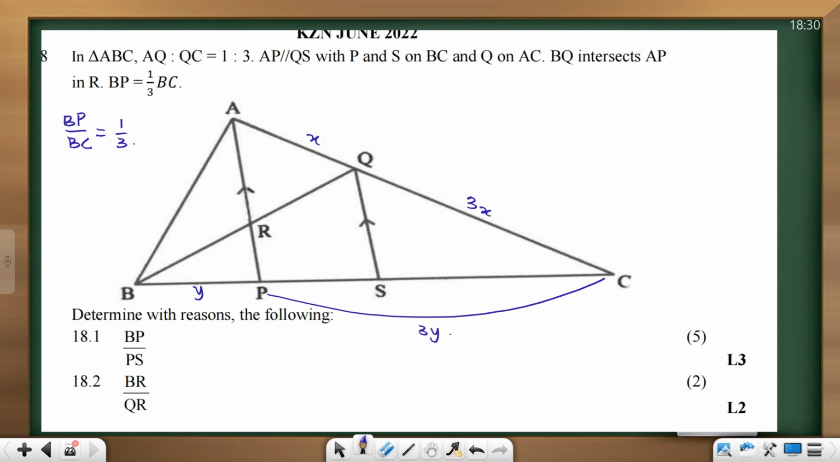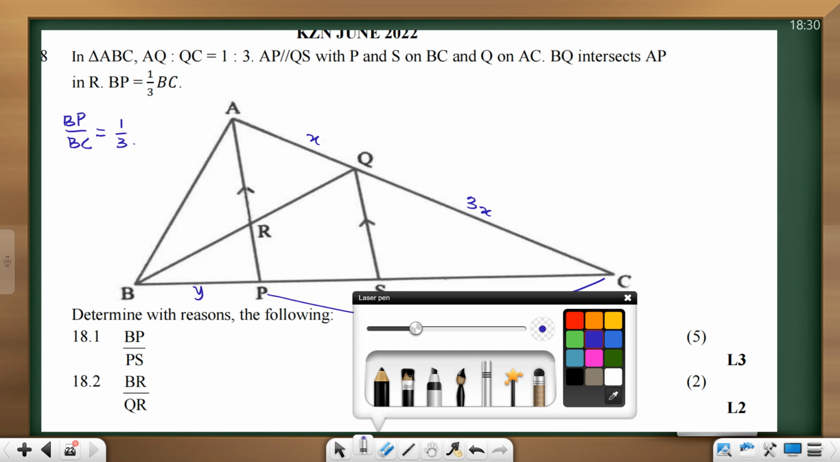What am I looking for? BP over BC. Sorry. Over BC. Maybe that's what somebody wanted to correct me. So that's 2y. Is that what you wanted to correct me on? Okay. Do you understand why I just wrote 2y there? Makes sense, right? Okay. Are we good now? Can I continue? All right. What am I looking for? BP over PS. So the main thing is to find PS. If I can get PS, I'll be done.